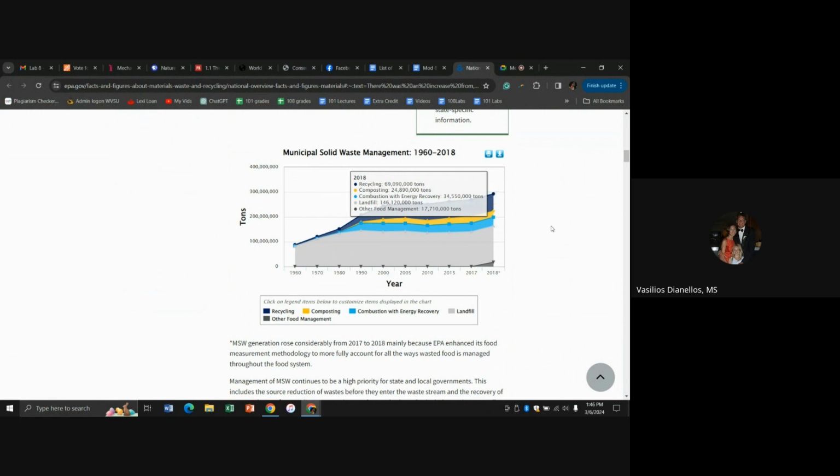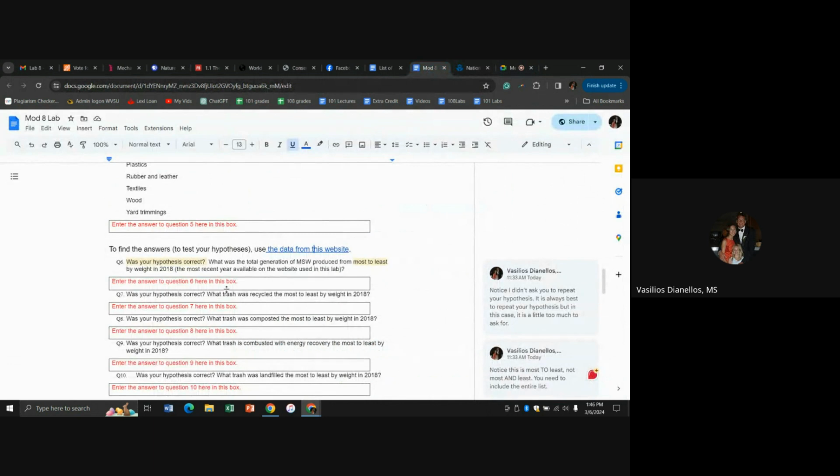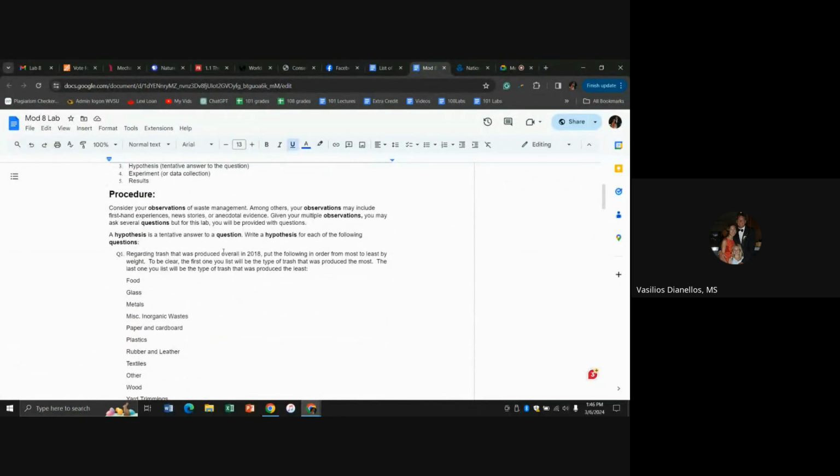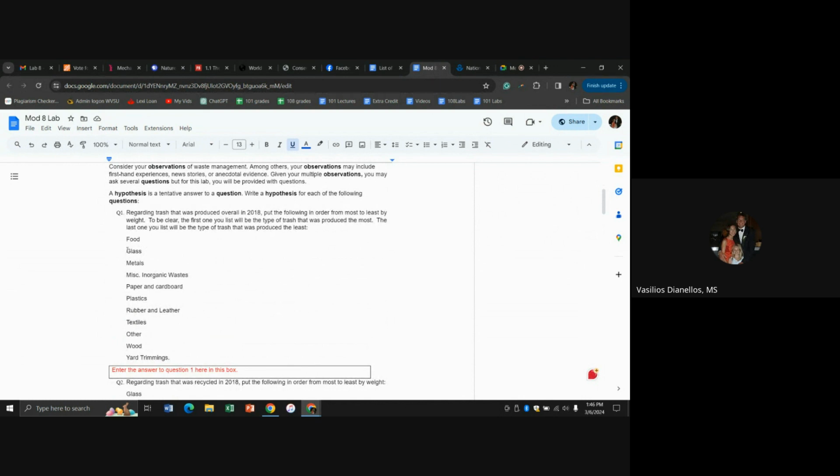So let me refer back to this again. We're trying to say, for example, regarding the trash that was produced overall in 2018, put the following in order from most to least by weight. So this is just an alphabetical order. You're supposed to look at this list and think what you would see the most of. Obviously, I'm not going to waste your time and do this whole thing, but overall, I would say probably plastics was number one. Maybe other was the last. And then obviously everything in between.